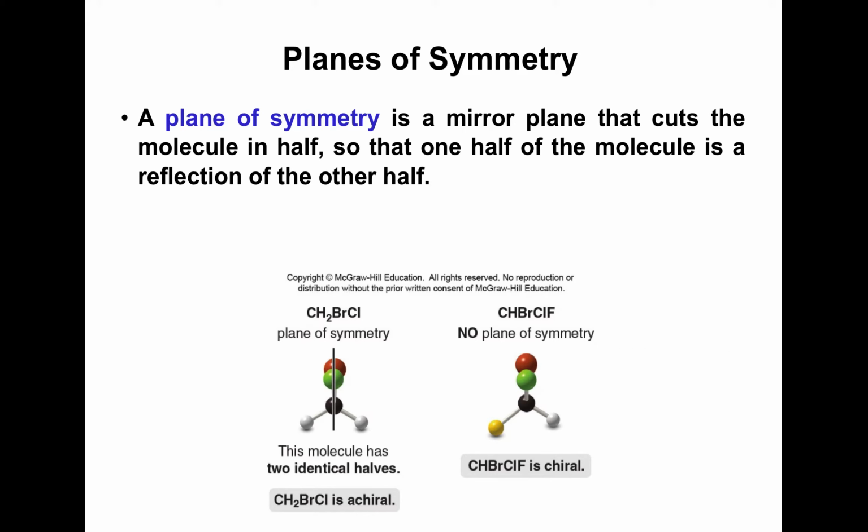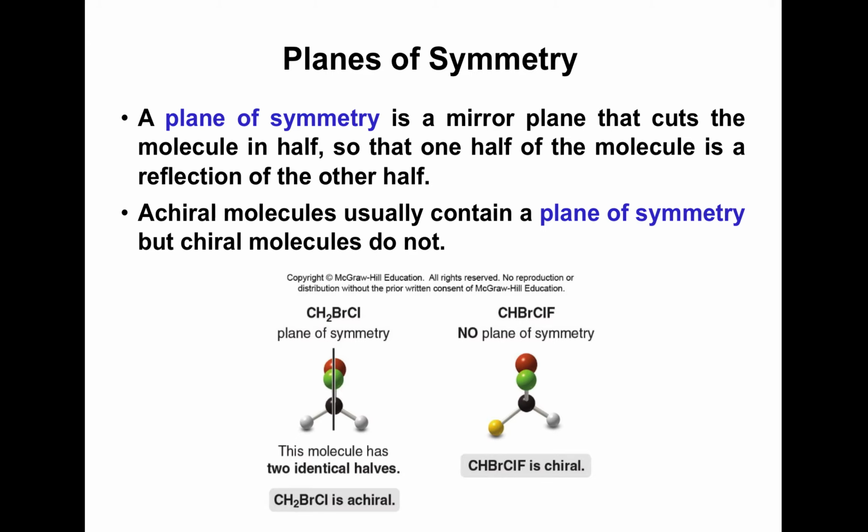A plane of symmetry is a plane that you can draw across a molecule and that divides the molecule in two exact halves. That includes the spatial orientation as well. As I mentioned in the previous slide, when a molecule presents a plane of symmetry, the molecule is achiral.